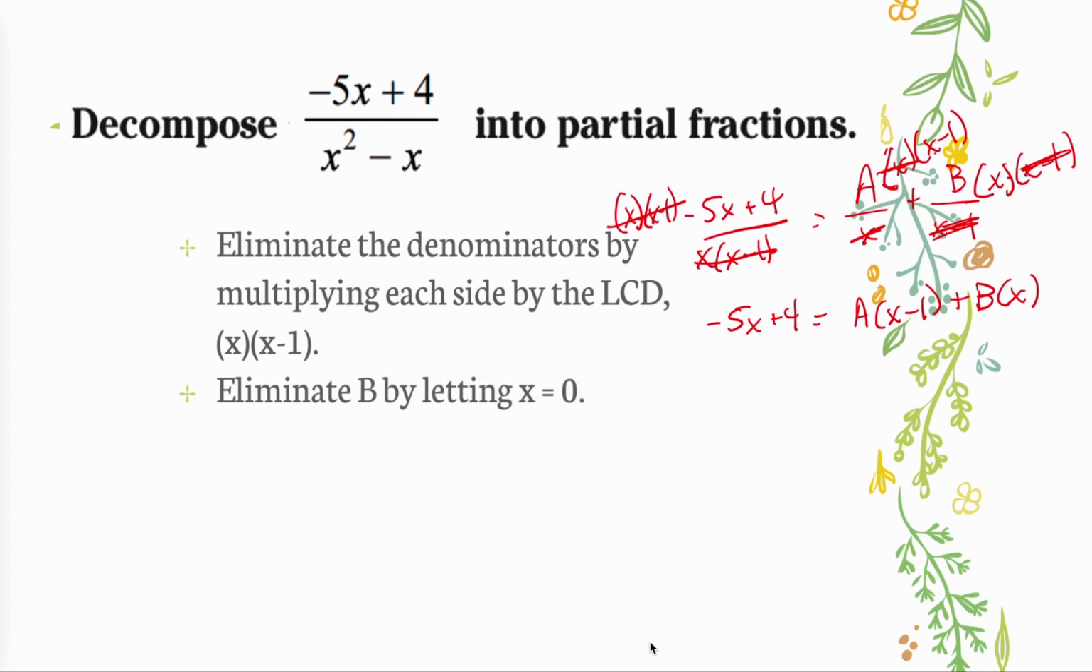Again, our x's can be anything. This is true for all values of x. So we want to pick x's that are going to make the b go away. So we're going to say that x equals 0. Plug in 0 for x. That's a times 0 minus 1 plus b times 0, and that all goes away. This is 4 equals negative 1a, so a equals negative 4.